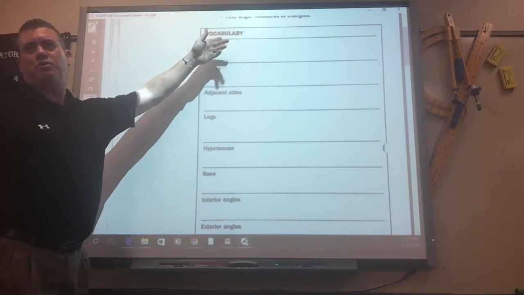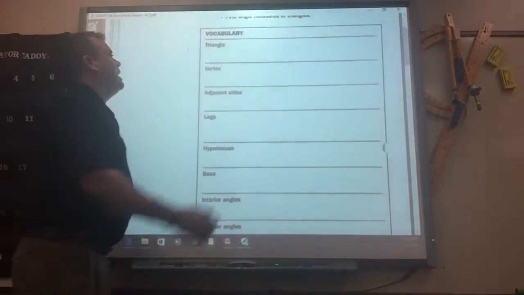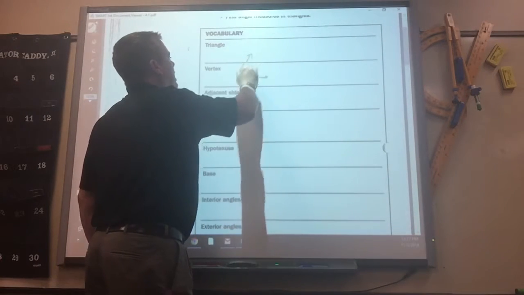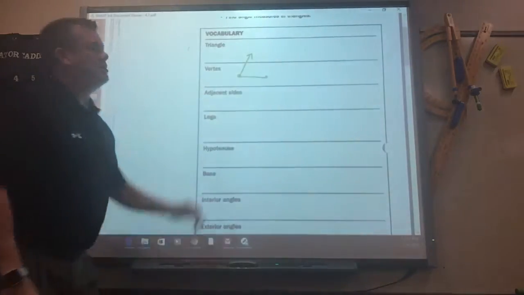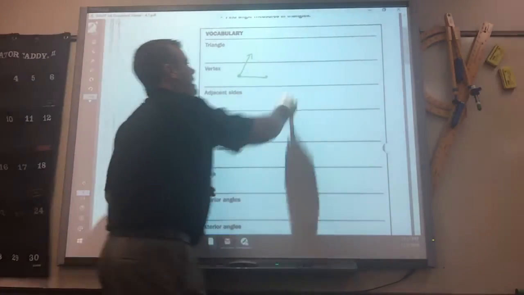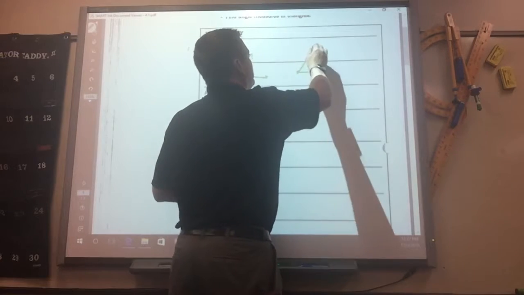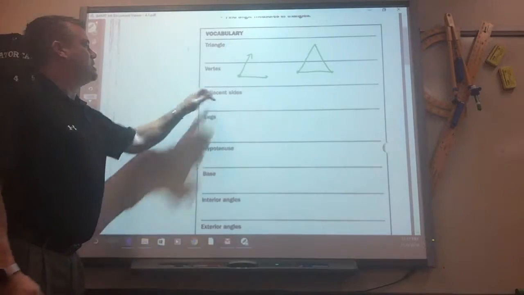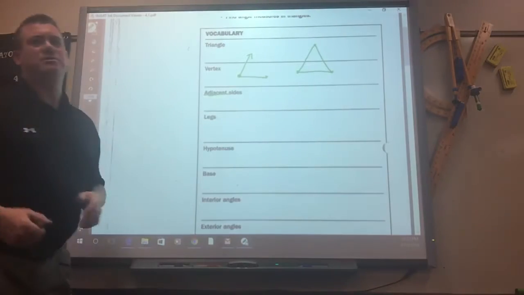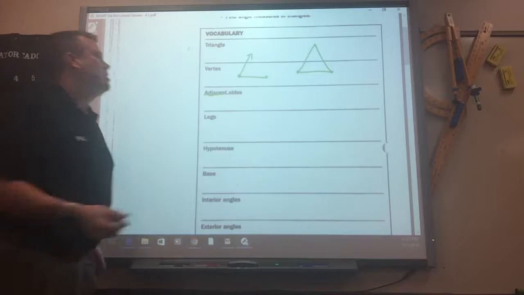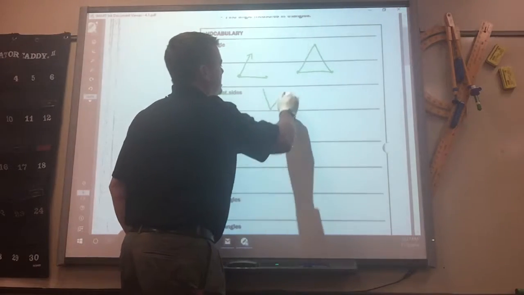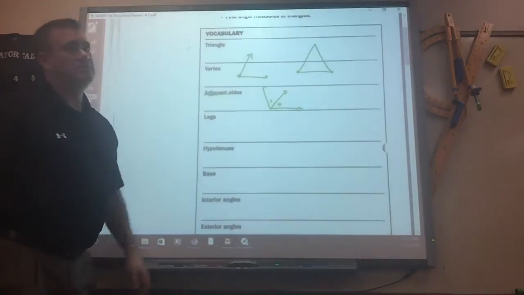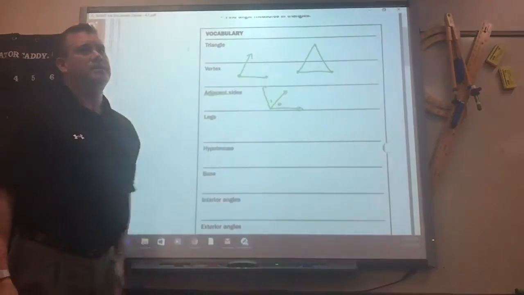I hope everyone knows what a triangle is, right? Okay. A vertex. A vertex is wherever two lines meet. So in an angle, that would be the vertex. If you've got a triangle, it has 3 vertices. Adjacent. Remember what adjacent means? Next to each other. So, if you've got adjacent angles, those two are adjacent because they're next to each other.